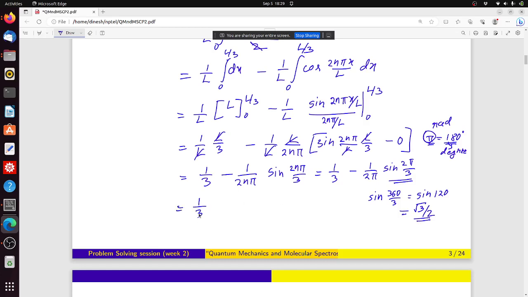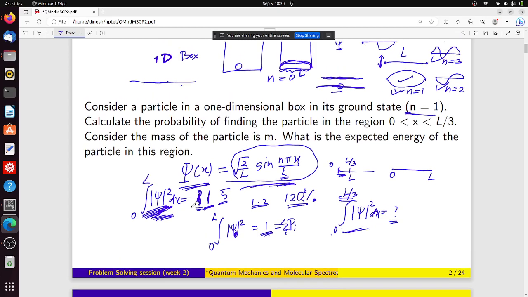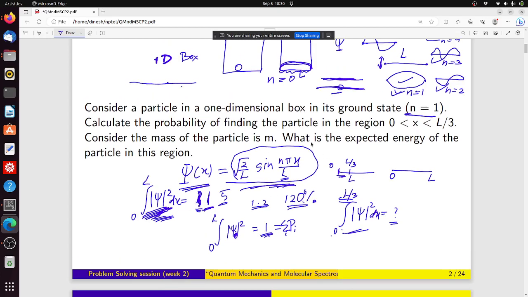It will be 1 by 3 minus 1 by 2 pi. This is root 3 over 2. Okay. So it's 1 by 3 minus root 3 over 4 pi. You can further solve this or put this in calculator. This is the final answer. This is the answer for the first question.